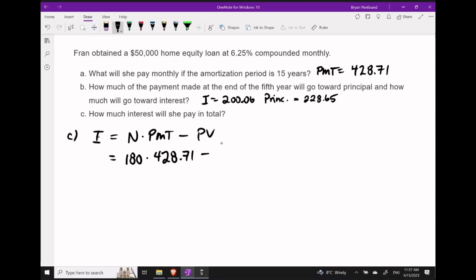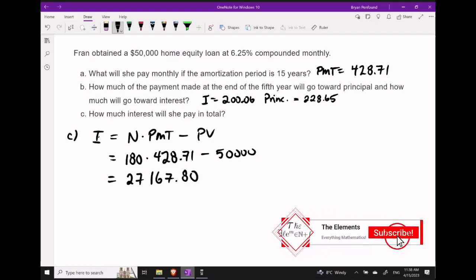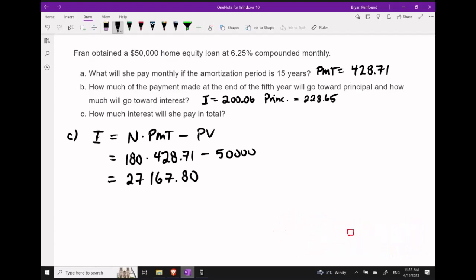$428.71. The initial borrowed amount was $50,000. And simplifying this expression, we should see that we are expected to pay around $27,167.80 in interest over the term of this loan.